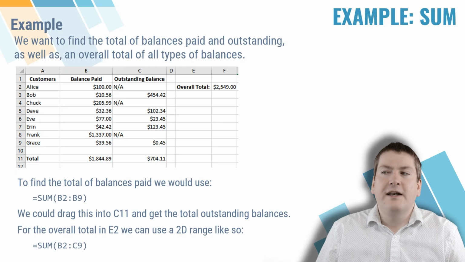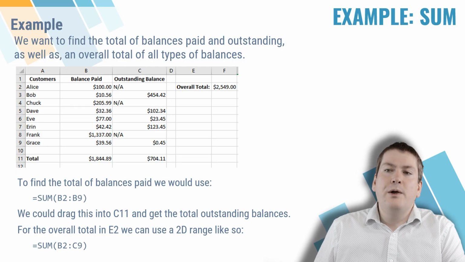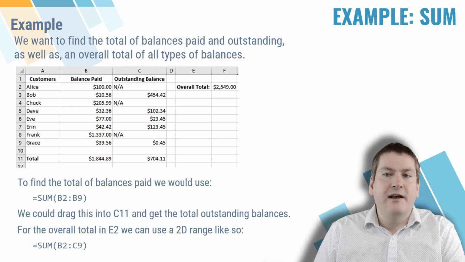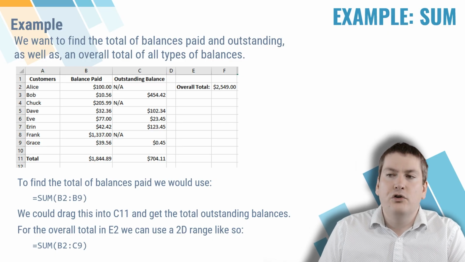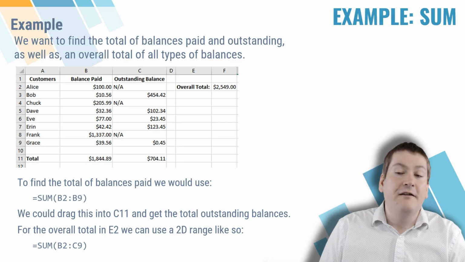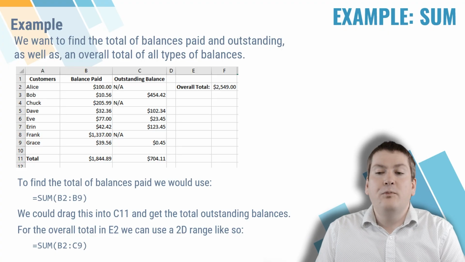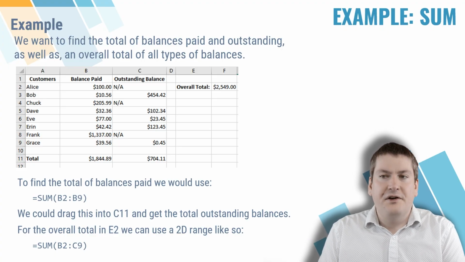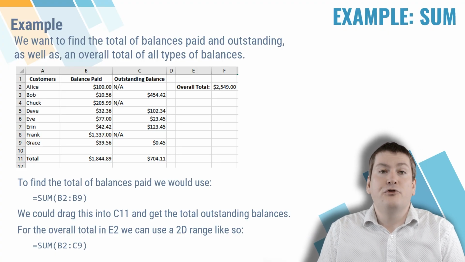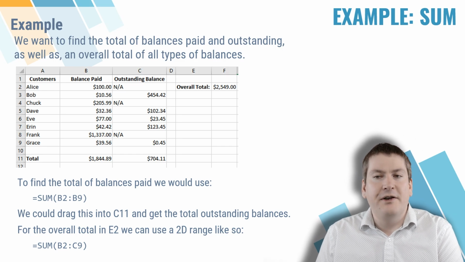Then we would include an example. Here, we want to find the total of balances paid and outstanding, as well as the overall total of all types of balances. I've included a screenshot here, as well as how we'd use the sum function to solve this example. This example should be your own creation. It can't be copied from another place.